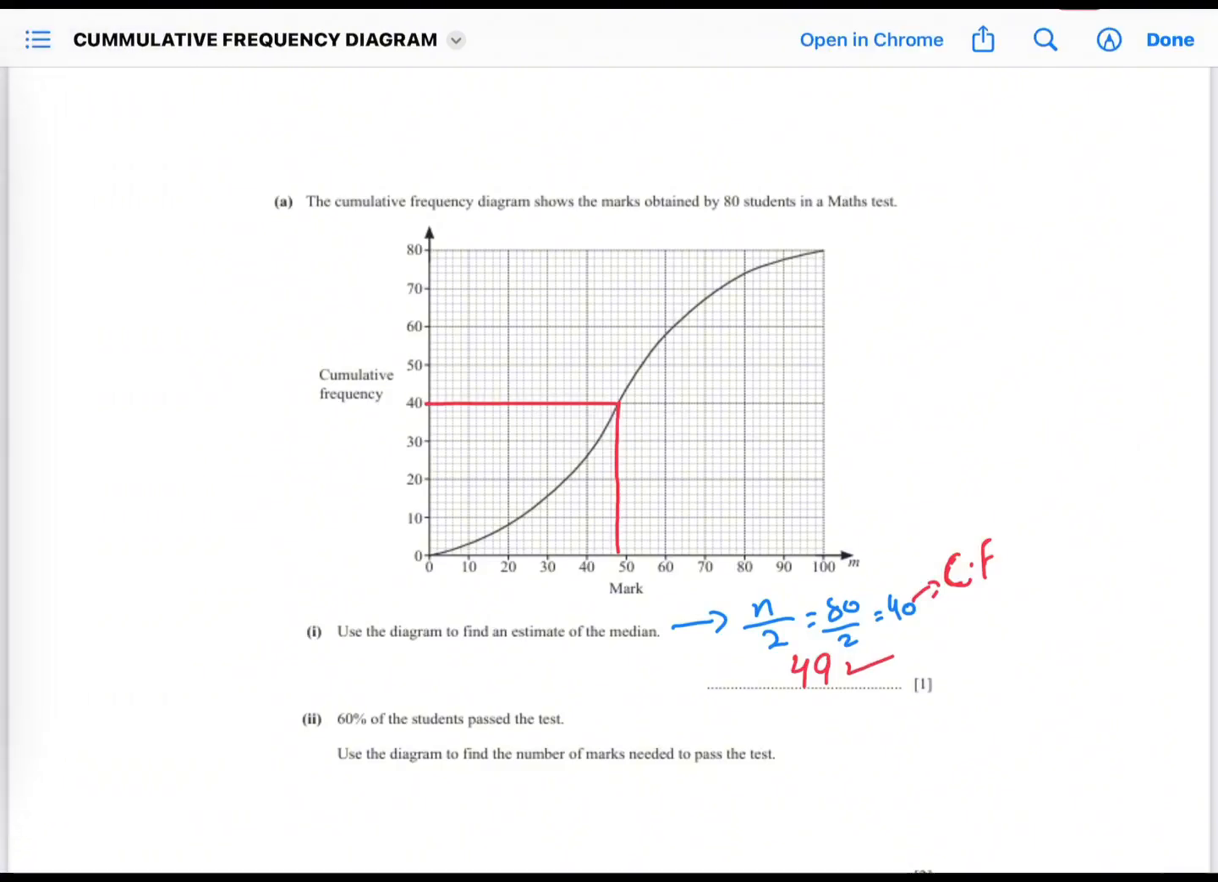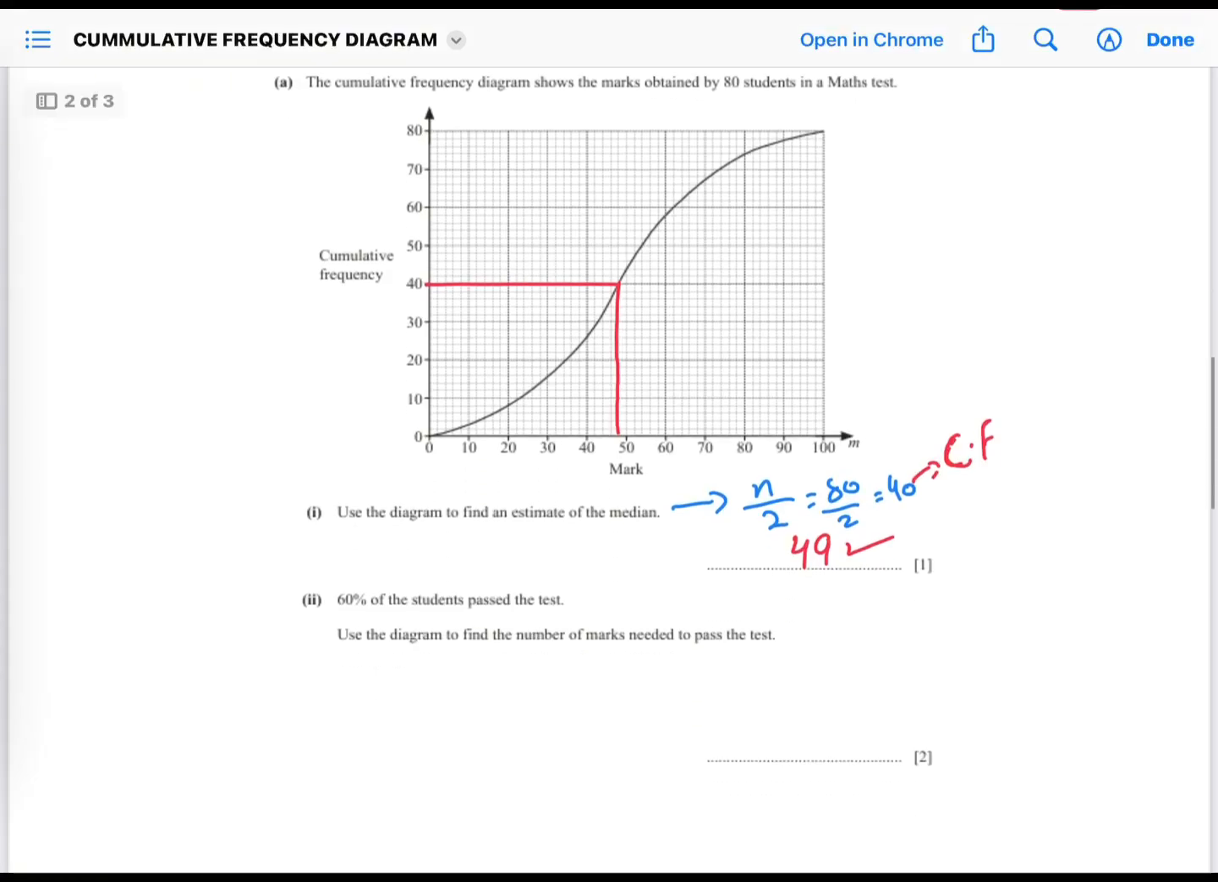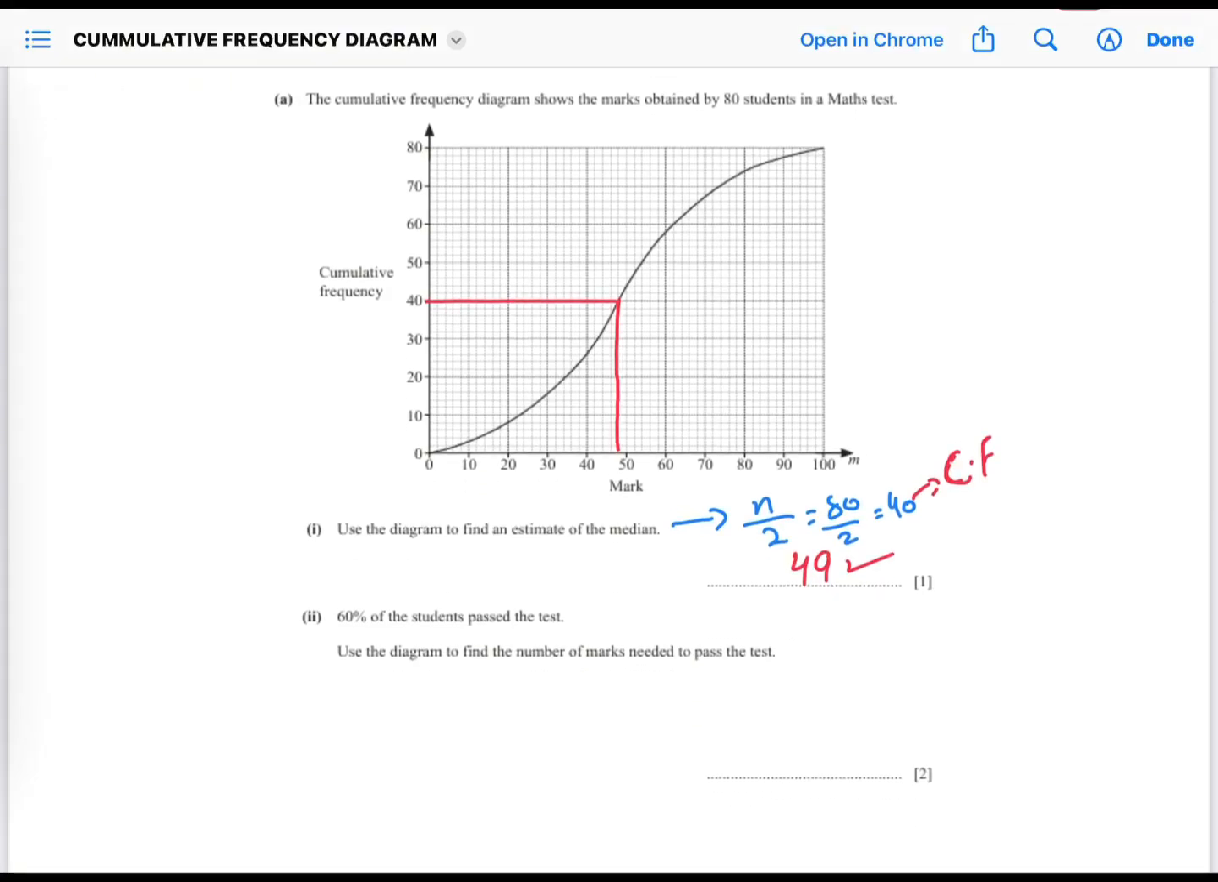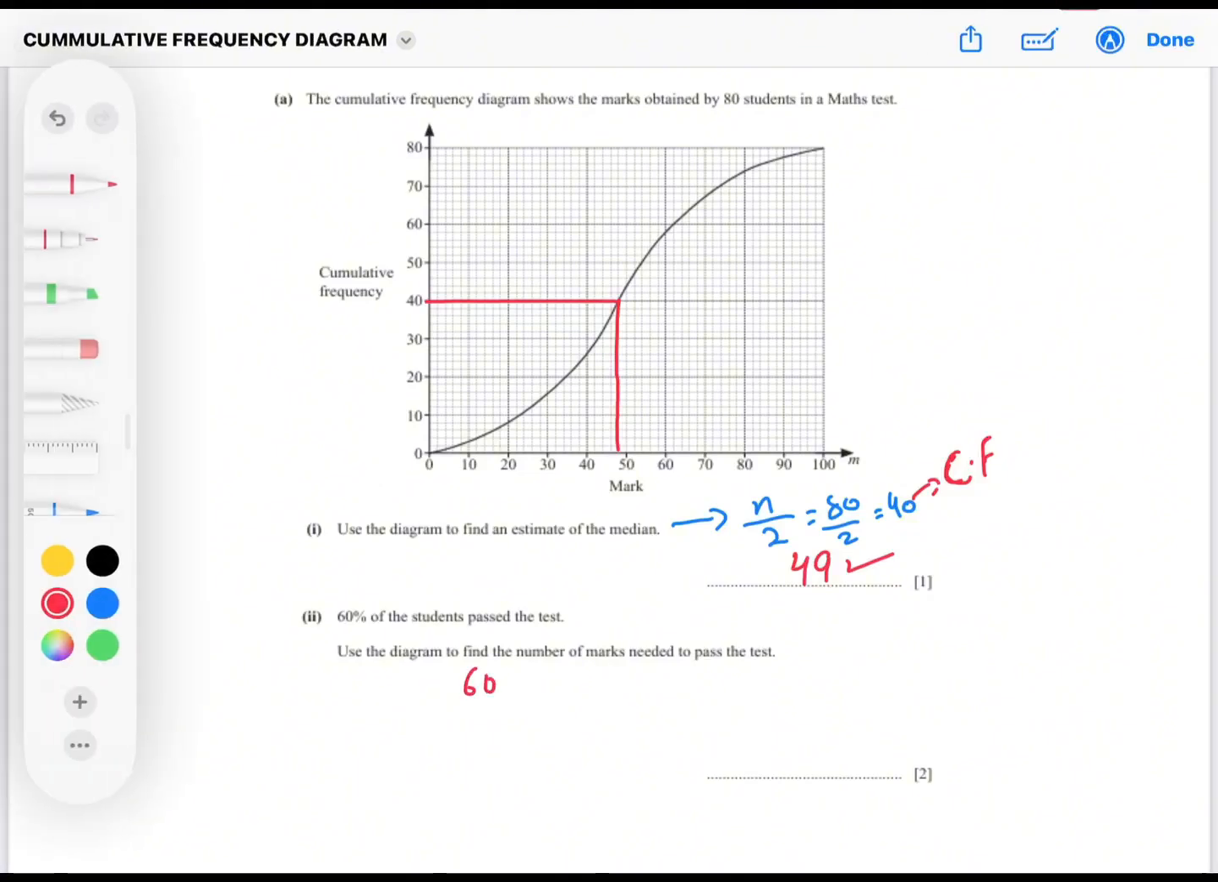Now the next part is interesting. 60% of the students passed the test. Use the diagram to find the number of marks needed to pass the test. So first calculate 60% of 80 because the total number of students is 80. 60 divided by 100 multiplied by 80. So let's cancel this, 6 times 8 is 48. So 48 students passed the exam out of 80. So 80 minus 48 will give me 32. So 32 students failed the exam.